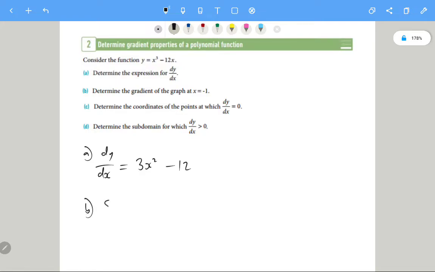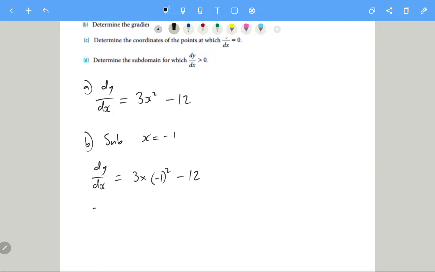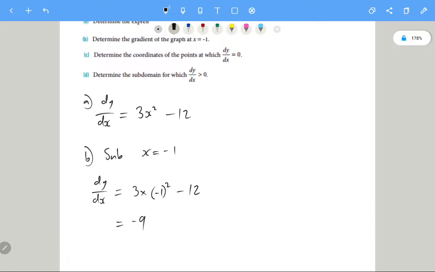For b, we're going to be substituting into dy dx, x equals minus 1, and what do we get? The gradient dy dx is equal to 3 times negative 1 squared minus 12. Negative 1 squared is 1, 3 times 1 is just 3, 3 minus 12 is minus 9.